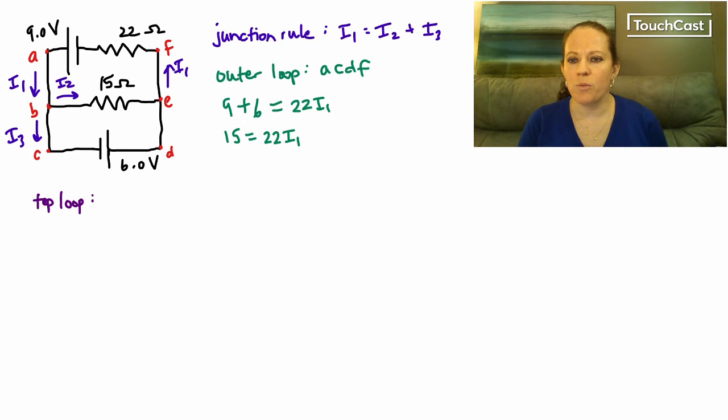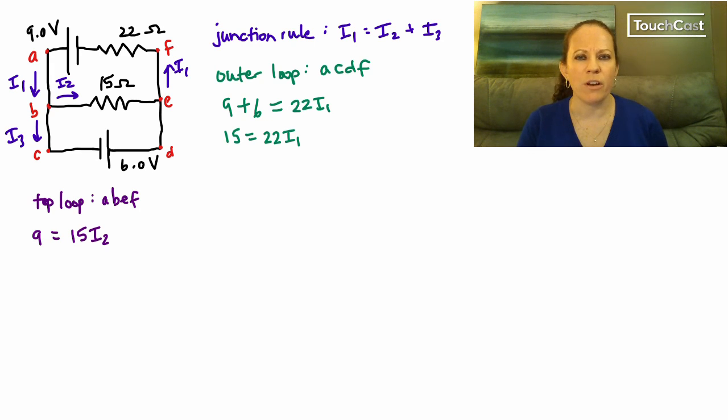So my top loop is going to go A to B to E to F. So my top loop has only one potential rise, just the 9-volt battery. And then we have the 15 ohm resistor multiplied by its current I2 to get the potential drop across that resistor.